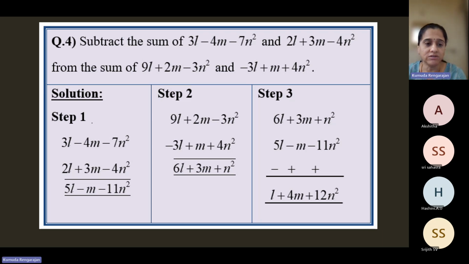Step 1 is addition. Step 2 addition. Step 3 is subtraction. So you'll have to change the signs of all the terms in the second expression. Plus 5L becomes minus 5L. Minus M becomes plus N. Minus 11 becomes plus 11.